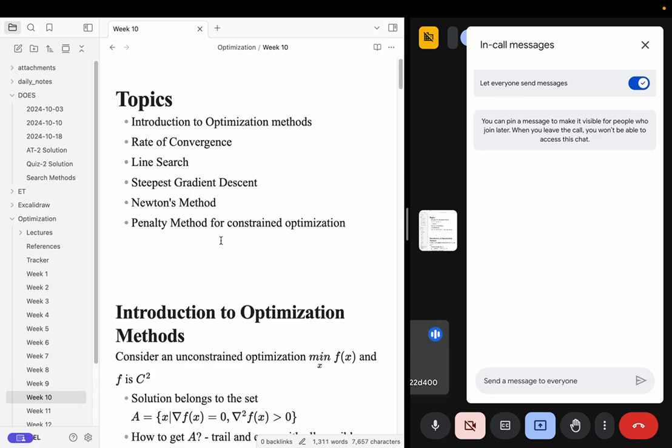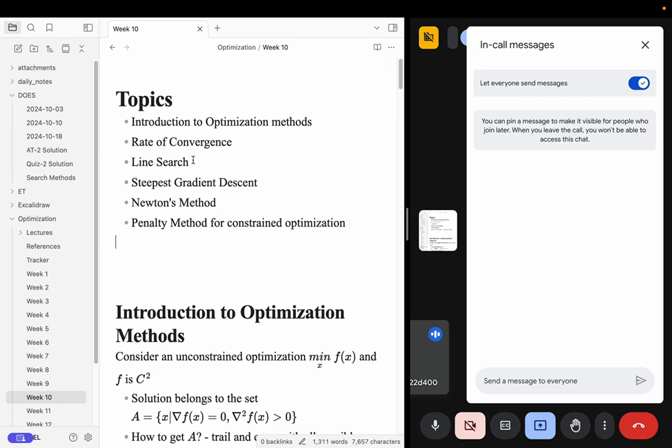Once we are done with convex optimization, we know that a minimum exists and we know that we can find it. But all of those methods are telling us that a solution exists, but they do not tell us how to reach the solution. So in week 10 onwards, we started with methods that will actually help us reach the solution. We start with some point and then we know how to move from one point to the other.